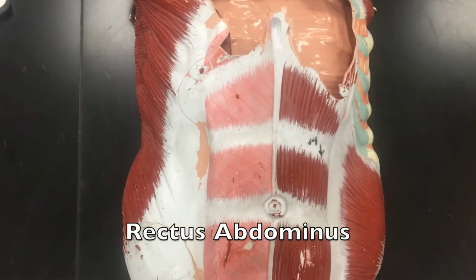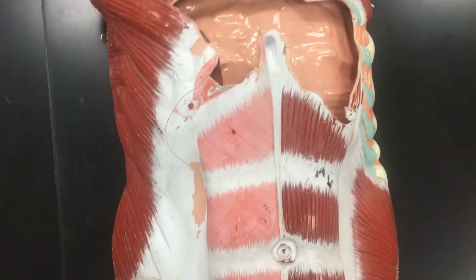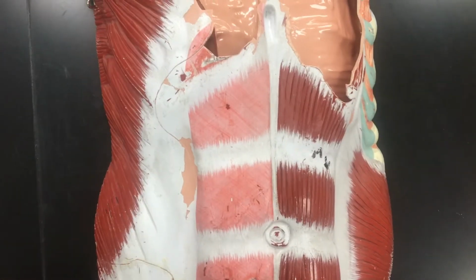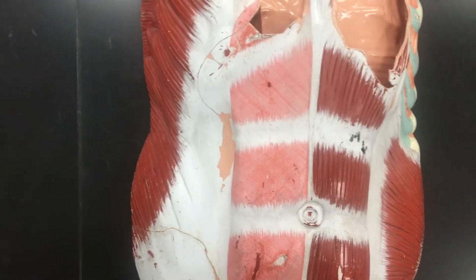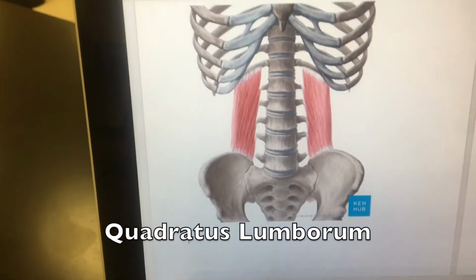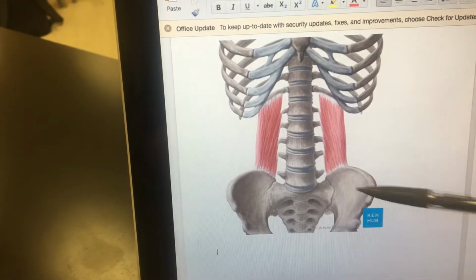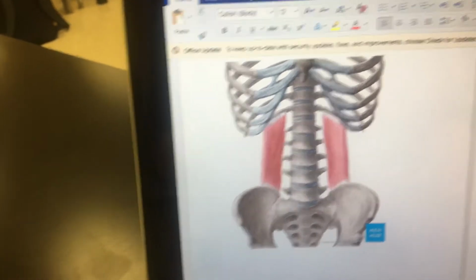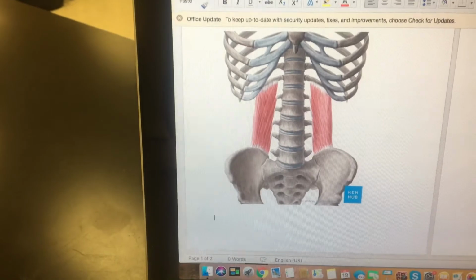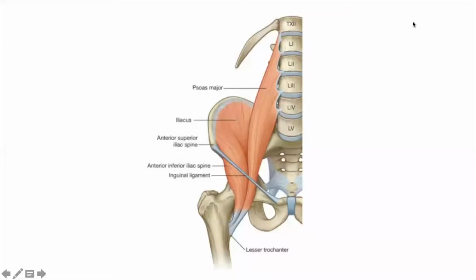And then on the back, which isn't shown on the model, we have the quadratus lumborum. There is a picture of what it'll look like though. And so that going up from the iliac crest up to the ribs is the quadratus lumborum. So because it's difficult to see connective tissue on a model, I put together some pictures that would help you kind of visualize where it would be.